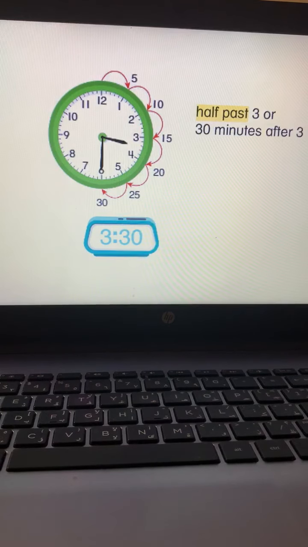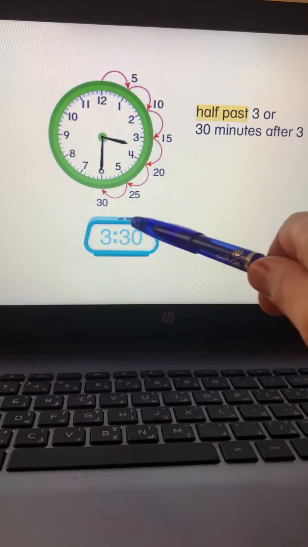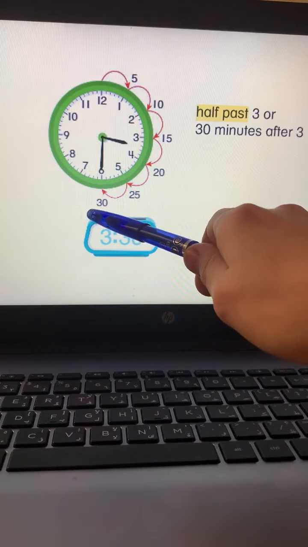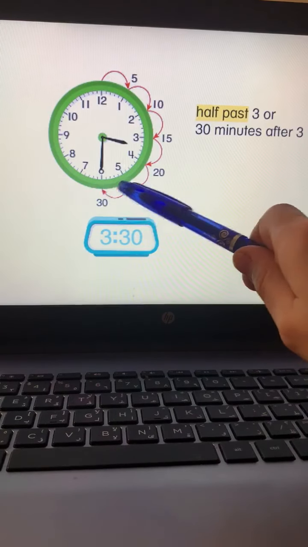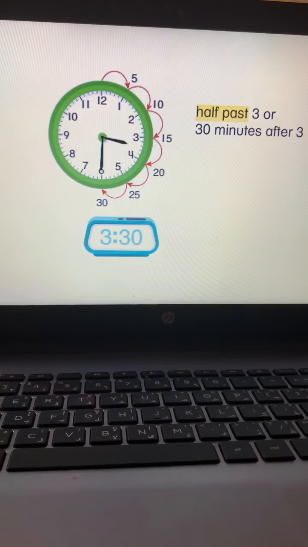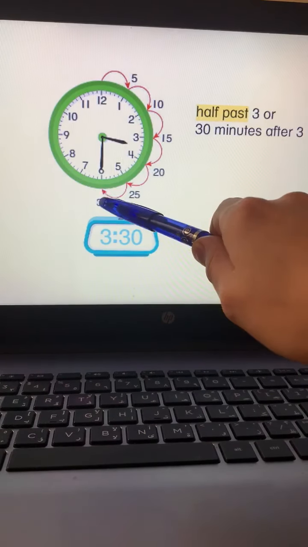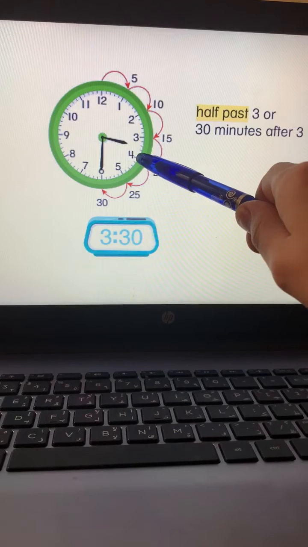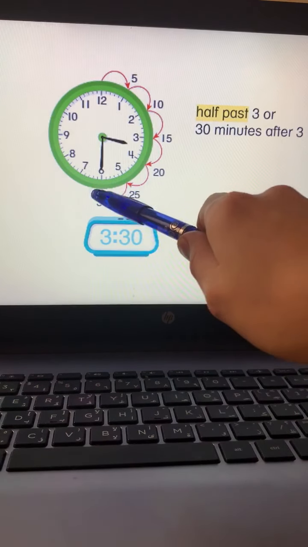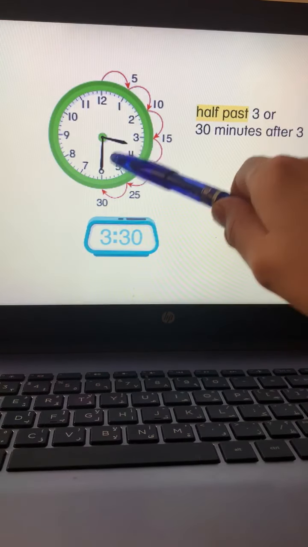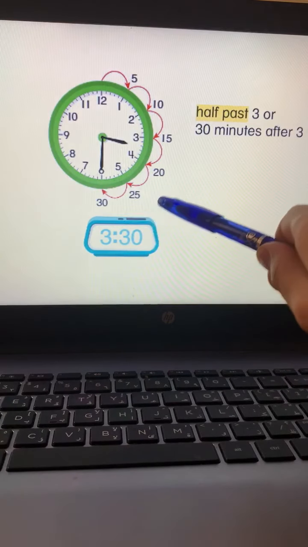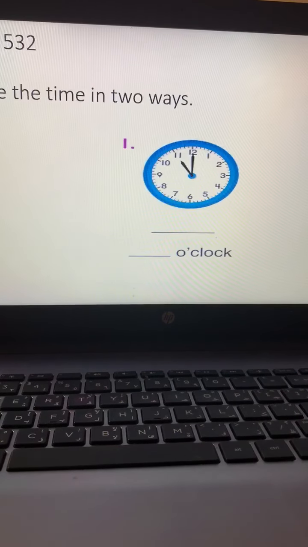It's half past. So I will read it as half past. Half past means 30 minutes. So I will never say the minutes again. I describe the minutes, then I will move to describe the hours. So half past 3. Half past 3. Or you will say 30 minutes after 3. Okay, let's practice here.